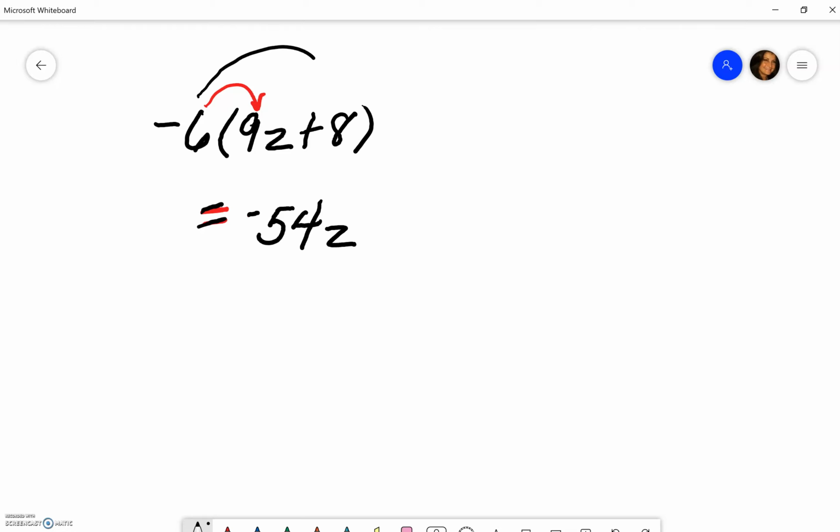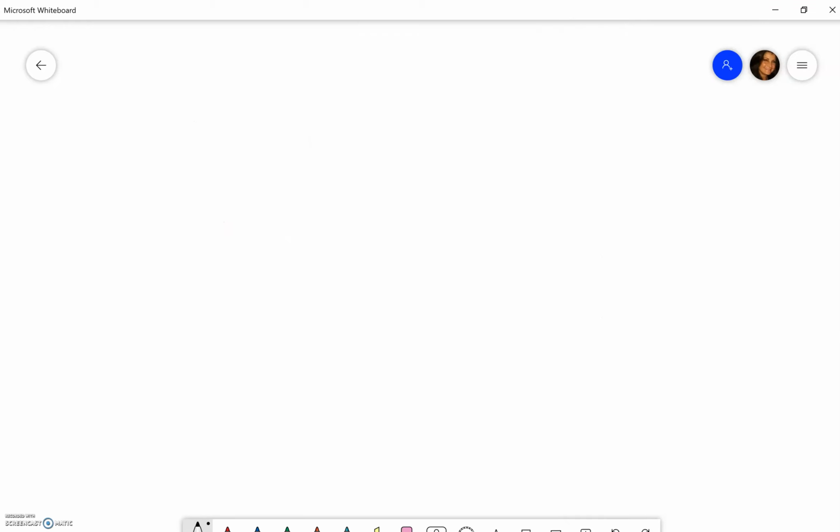Now when we multiply these two, it's a negative and a positive, so that would be a negative 48. So we're just thinking about this a little bit differently when we're distributing, meaning we're multiplying it out. Okay, so let's keep moving. Let's try another problem.